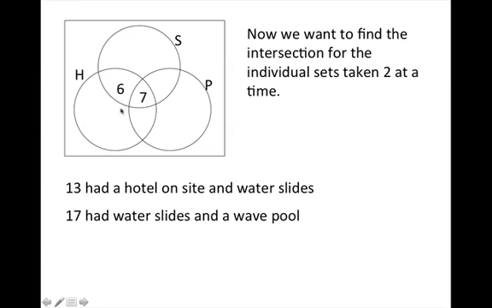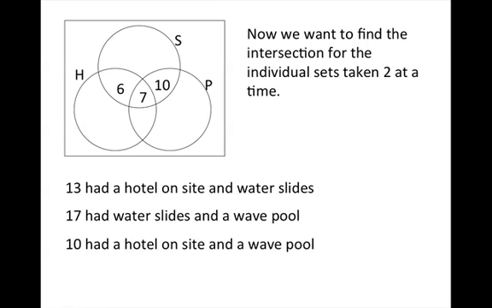Next, I'm told 17 parks had water slides and a wave pool. So the intersection for sets S and P for slides and pool is going to contain 17. Well, I already have 7 there, so that leaves me 10. And next, 10 parks had a hotel on site and a wave pool. So the intersection for H and P for hotels and pools is going to contain 10. I already have 7, so that leaves me with 3.